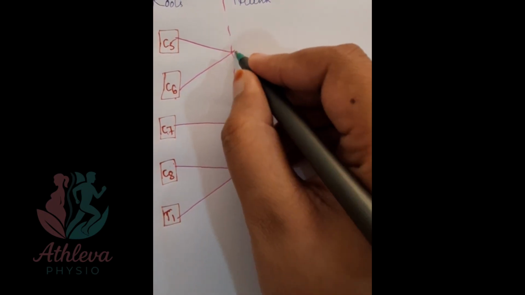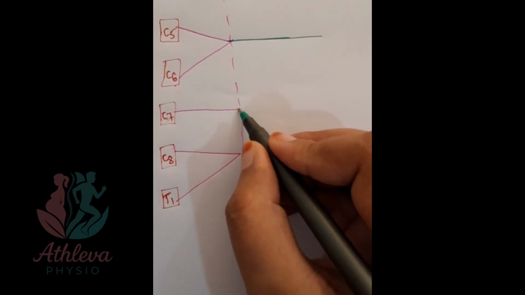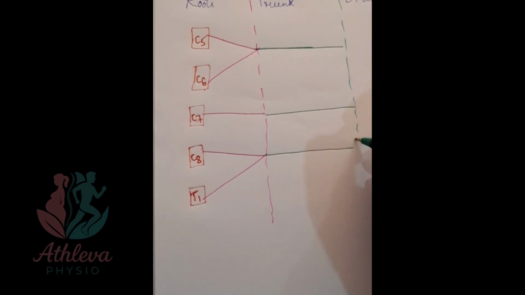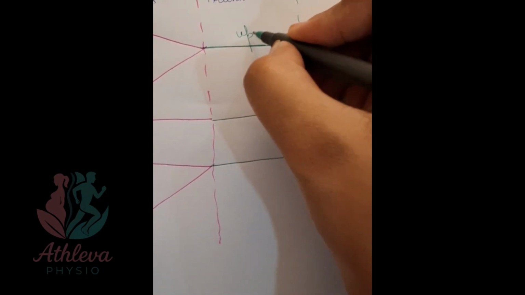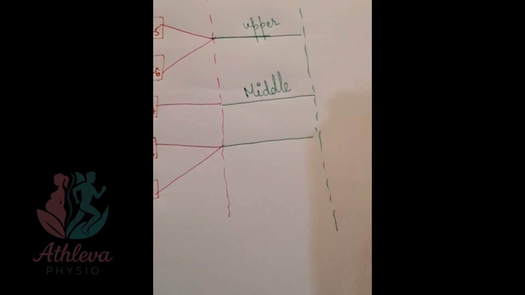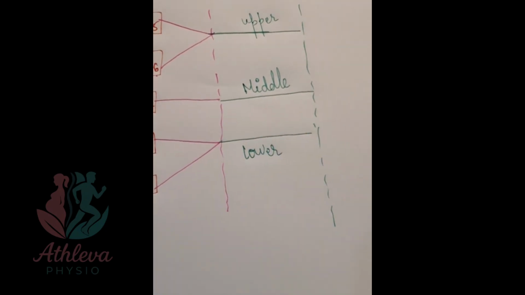Now we'll be starting with the trunk. We'll be drawing a straight line and then we'll name it. C5 and C6 form the upper trunk, C7 forms the middle trunk, C8 and T1 form the lower trunk.